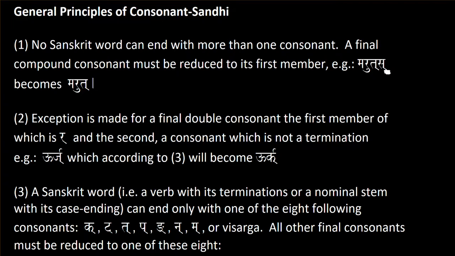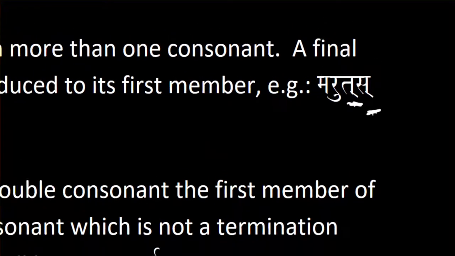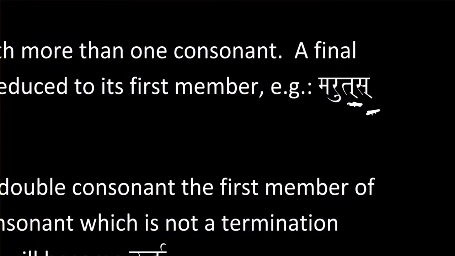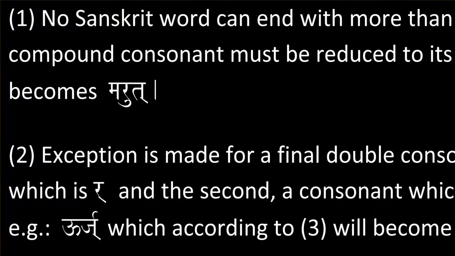The general principle of consonant sandhi is that no Sanskrit word can ever end up with more than one consonant. So a final compound consonant must be reduced to its first member. For example, we have this word maruts. These are two consonants together. According to the rule, it shouldn't end with more than one consonant, so maruts gets reduced to marut.